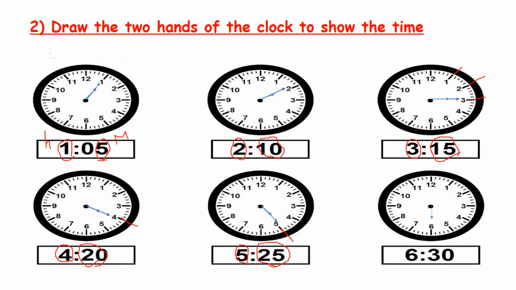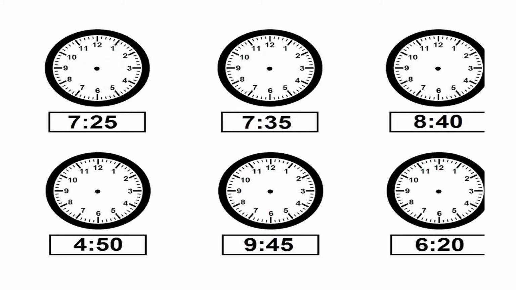Here it's 6 and 30 minutes. So the short hand at 6 and the long hand it's 30 minutes. So it's at 6 also. So the short and the long both at 6. Here the short hand at 7 and the long hand here it's 25 minutes. So when it's 25 minutes it's at 5. So we draw the long hand at 5 and the short hand at 7.